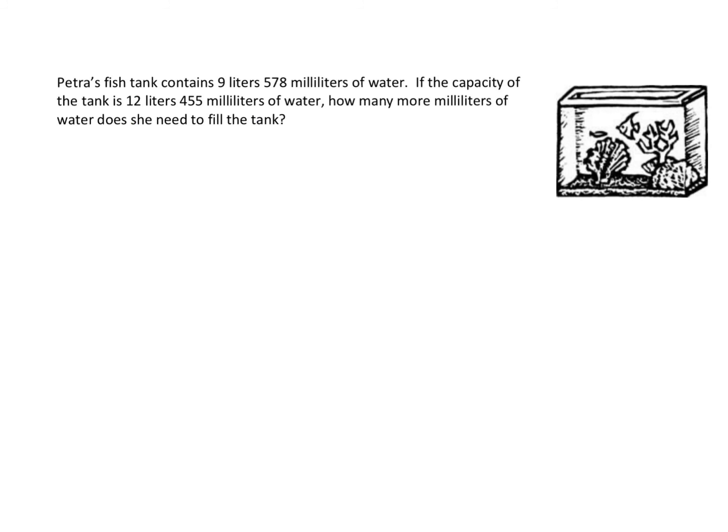For our last question, it says, Petra's fish tank contains 9 liters, 578 milliliters of water. If the capacity of the tank is 12 liters, 455 milliliters of water, how many more milliliters of water does she need to fill the tank? Let's draw this out using a strip diagram.